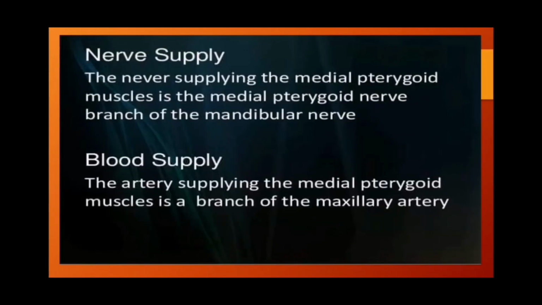Nerve supply of the medial pterygoid muscle. The nerve supplying the medial pterygoid muscle is the medial pterygoid nerve, a branch of the mandibular nerve. Blood supply of the medial pterygoid muscle: the artery supplying it is a branch of the maxillary artery, which is a branch of the external carotid artery.